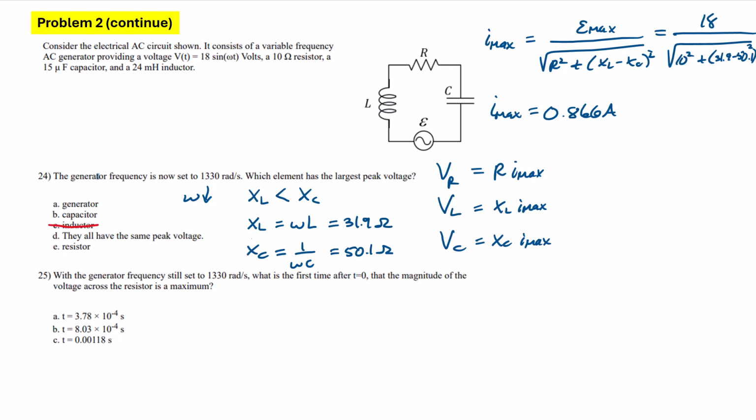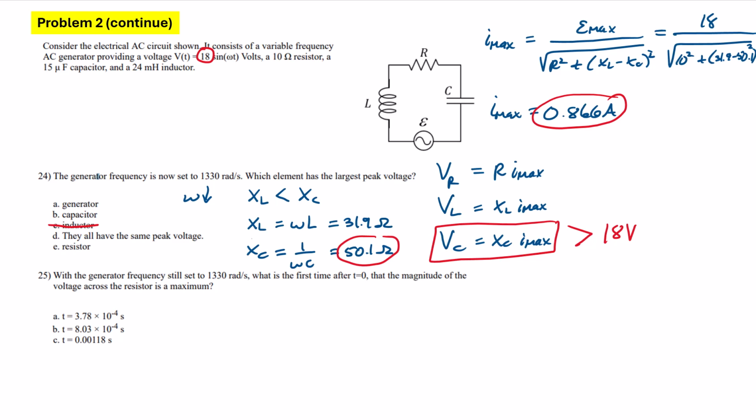Now, look at all my reactance values. XC is the biggest one, so far this is the biggest number that we're going to get. I also have to compare it to the generator, however. The generator maximum is 18 volts, so when you multiply XC 50.1 multiplied by that maximum current, I am going to get a number here that is bigger than 18 volts. Okay, so the largest voltage is going to be across that capacitor.